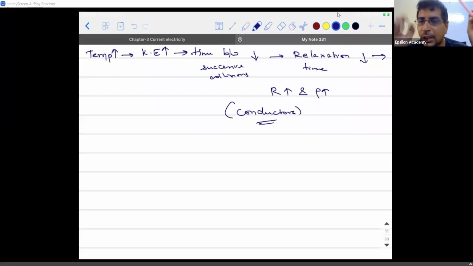Example, if I take a copper wire, the copper wire of 1 meter, 2 meter or 100 meter will have the same resistivity. It is not dependent on physical quantities like length or area. You take 1 meter square, 2 meter square, any thickness, its resistivity is the same, because resistivity is dependent only on the nature of the material.